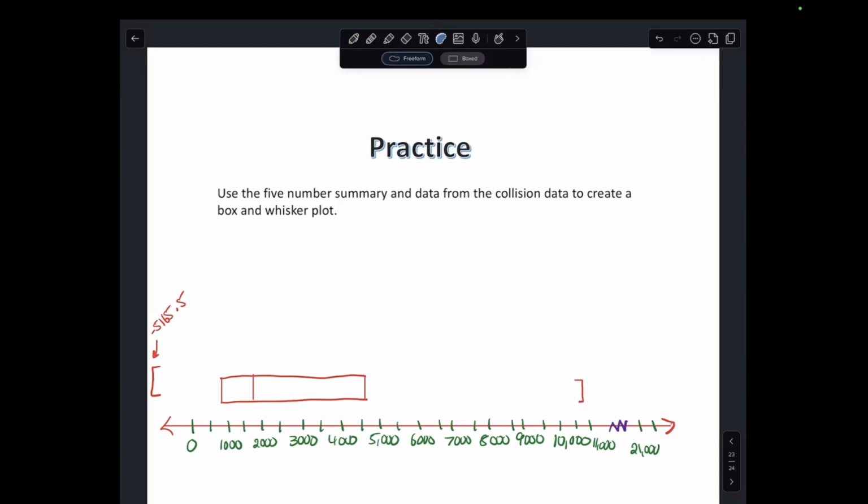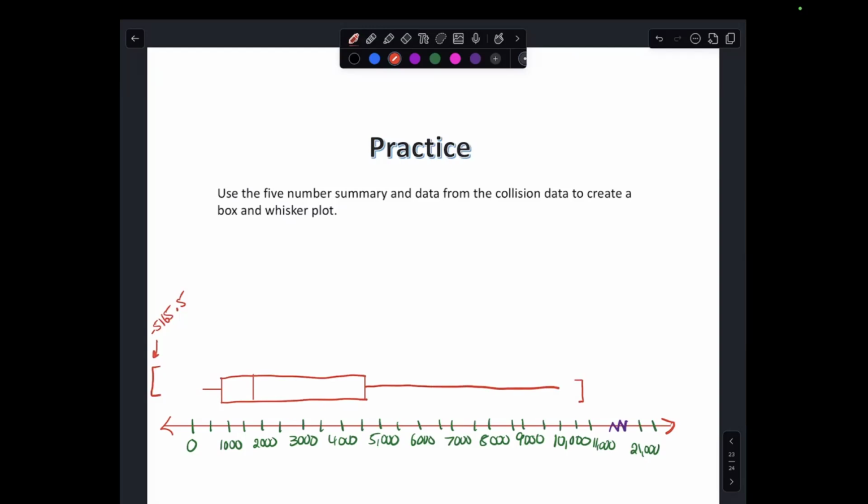Now, my whiskers are going to the last data value inside the fence. So my lowest value is 180, inside the lower fence. So this is going to go right about, that's about 180. My last data value inside the upper fence is at 10,036. So I'm going to draw this whisker all the way up to right there. Notice the whiskers do not go to the fences.